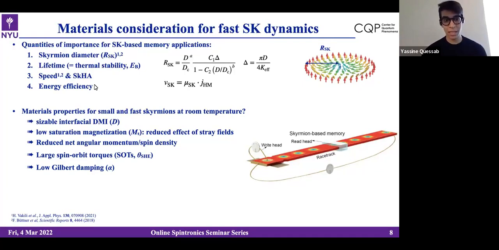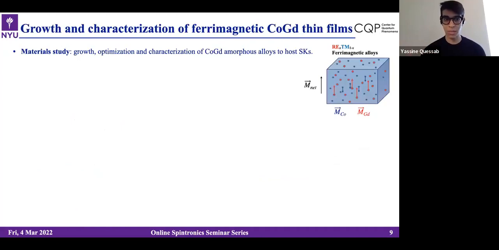And in this presentation, I choose to specifically focus on the speed, on how to achieve fast Skyrmion motion with a low Skyrmion angle. So the first step is a material study that we have taken: the growth, optimization, and characterization of cobalt gadolinium thin films.